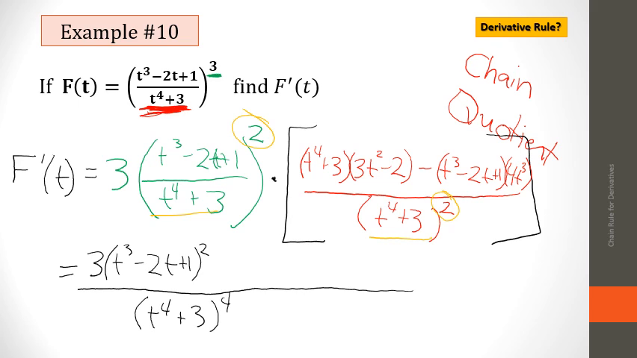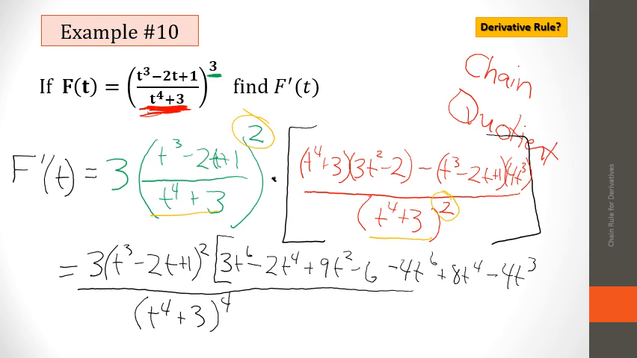Okay, now on the top, this is times, oh God, it's going to be horrible, 3t to the 6th minus 2t to the 4th plus 9t squared minus 6 minus 4t to the 6th plus 8t to the 4th minus 4t cubed. Gross, guys, gross. And you could go on from there. Oh, I'm over it. I'm stopping. I would leave it on that first step.